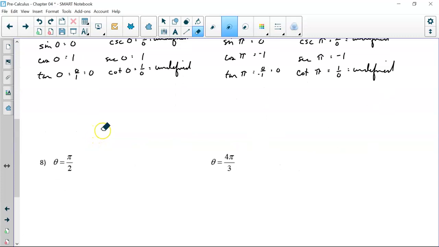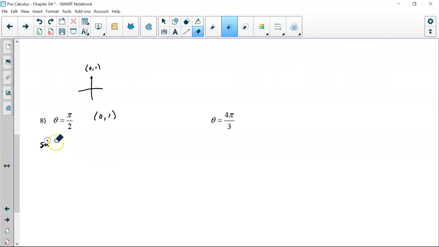Problem number 8, pi over 2. Pi over 2, if we're thinking about the unit circle, is right there, and that's at 0, 1. So for the sine of pi over 2, that's the y-coordinate, which is 1. The cosine of pi over 2 is our x-coordinate, which is 0. And the tangent of pi over 2 is going to be y divided by x. So it's going to be 1 divided by 0, which is undefined. I'm getting these right from those coordinates.